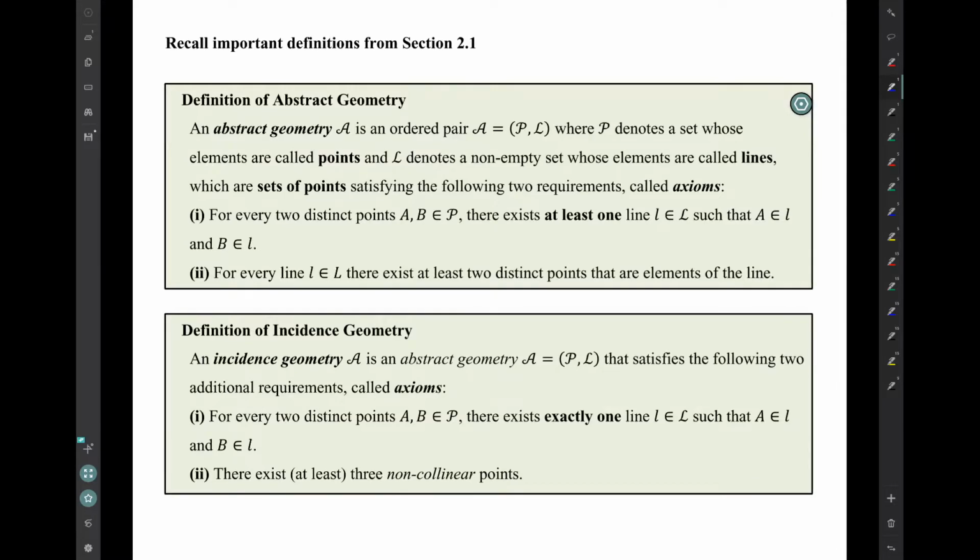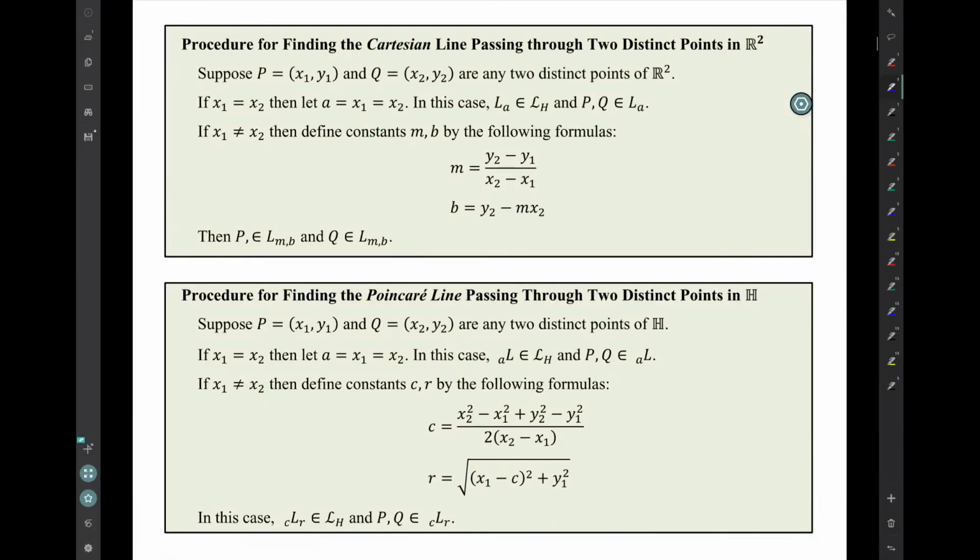So I have, just for our reference, some important definitions from section 2.1, the definitions of abstract geometry and incidence geometry, the procedure for finding the Cartesian line passing through two distinct points in R2, and the procedure for finding the Poincare line passing through two distinct points in the upper half plane. Remember these procedures. The procedure for finding those lines depends on whether or not the 2 points have the same x-coordinate or not. If the 2 points do have the same x-coordinate, then the Cartesian line is a vertical line that has that same x-coordinate.